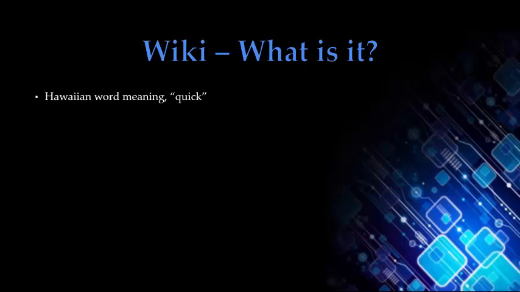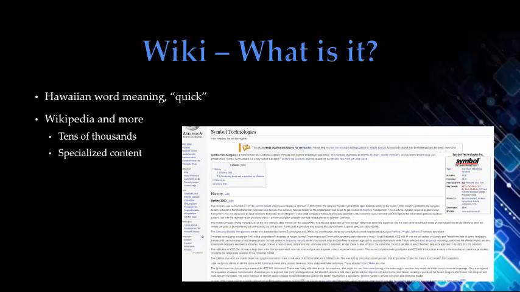Wiki, what is it? Here's your random fact of the day. Wiki is a Hawaiian word meaning quick, and this is quick access. There are many Wikipedia pages out there, tens of thousands, if not millions. Anytime you do a Google search, you'll definitely come up with some Wikipedia entries. Symbol Technologies is one. Type in Symbol Technologies and you come up with that one in one of the first few entries. Many pages of specialized content.